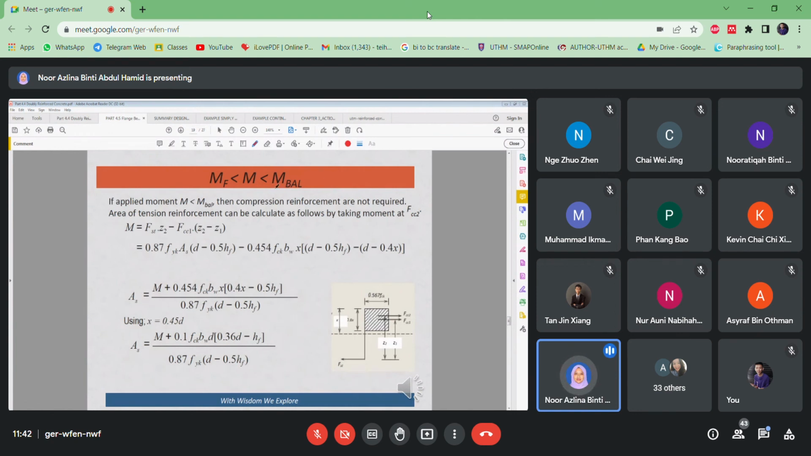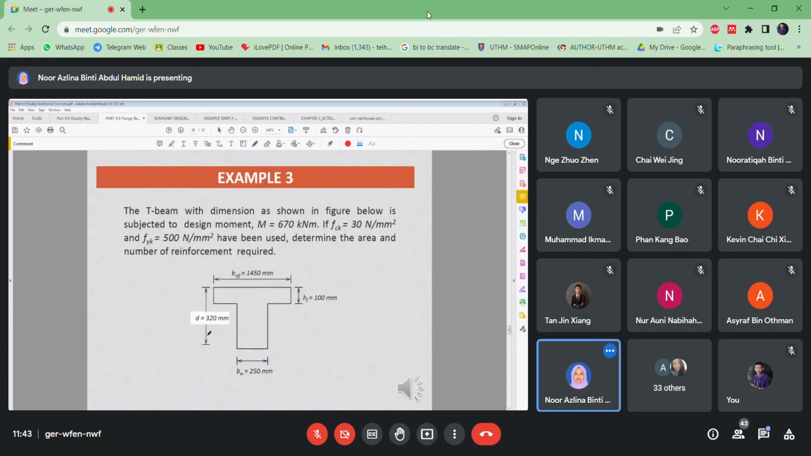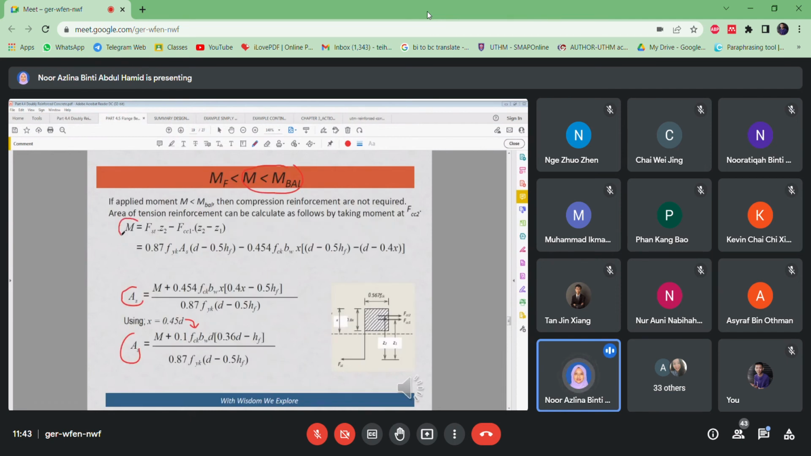Alright, so the last type is once M is more than M balance. This one is still the same. Once M is more than MF, the neutral axis lies in the web. At the same time, you need to do checking with the M balance here. So use these equations of AS here. Once x is at the limit, alright, and then samalah juga ni dengan moments ni. Dia punya AS ni sama je macam tadi.